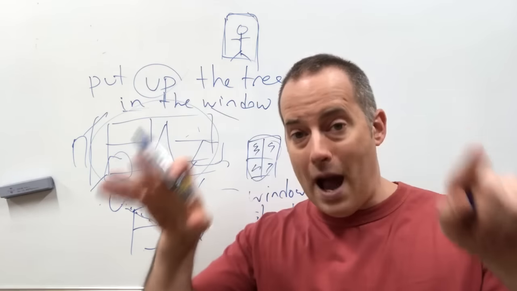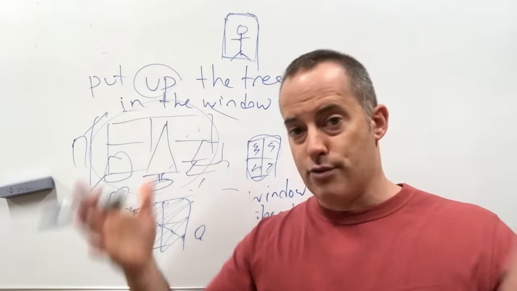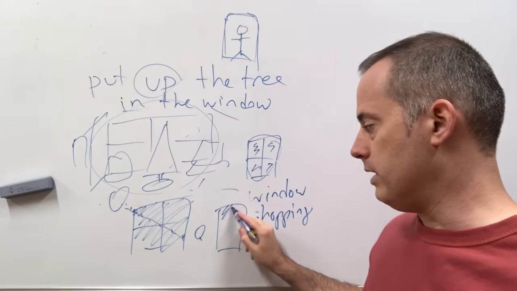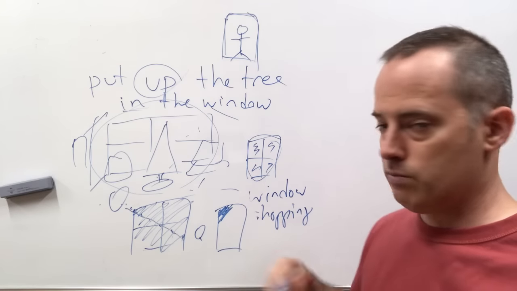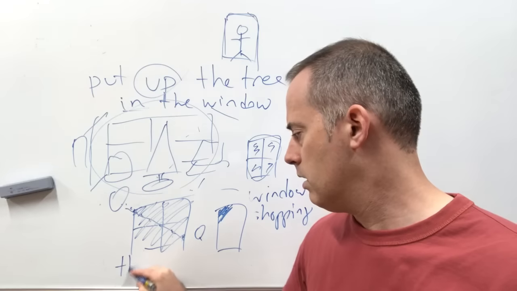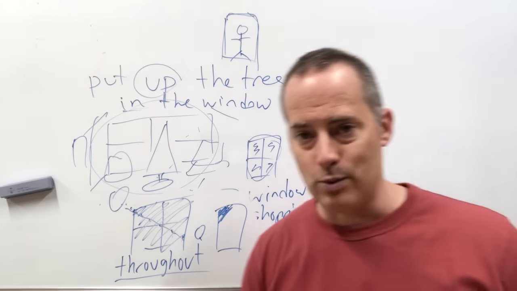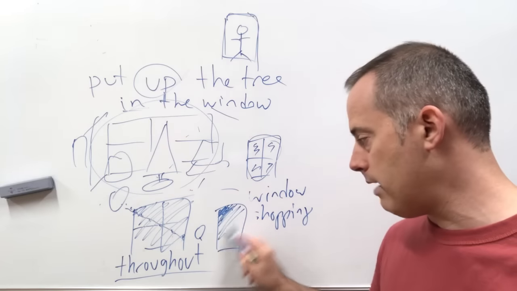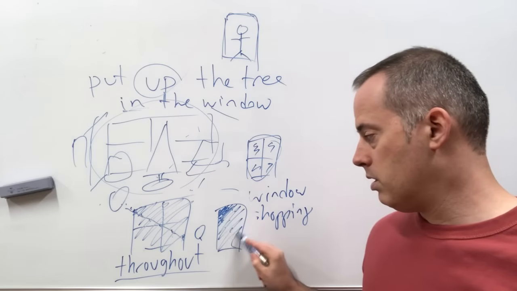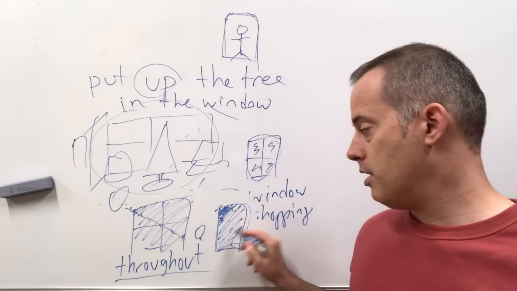Now, if you want to say throughout, that would mean it's covering the whole area. Like there's sunlight throughout the room. It's not just in one space. So if I have a room like this, and there's only a little bit of light over here, that room does not have light throughout the room. That's through. And this is one word, throughout. So that just means the whole area is covered. Let's say instead of a room, we have a park here. So there are people throughout the park.